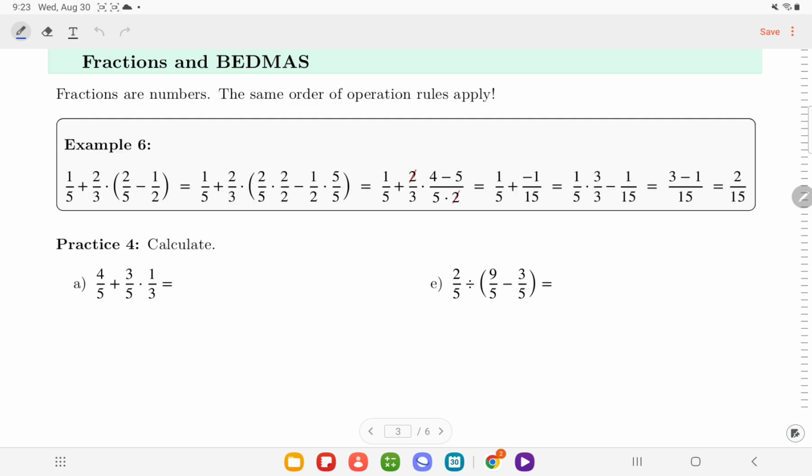We follow the same rules when dealing with fractions. In part A, we have addition and multiplication. We're going to multiply first. Notice that we can reduce 3 divided by 3 is 1. We end up with 4 over 5 plus 1 over 5. That gives us 5 over 5, which is 1.